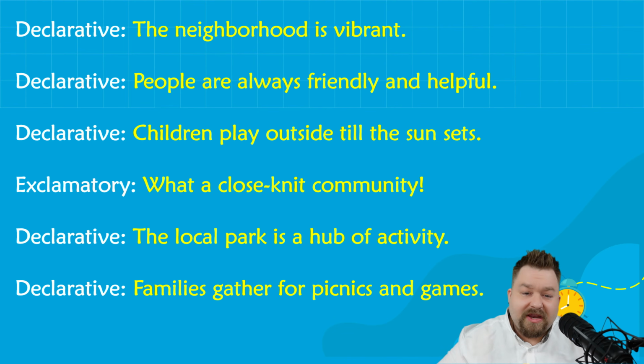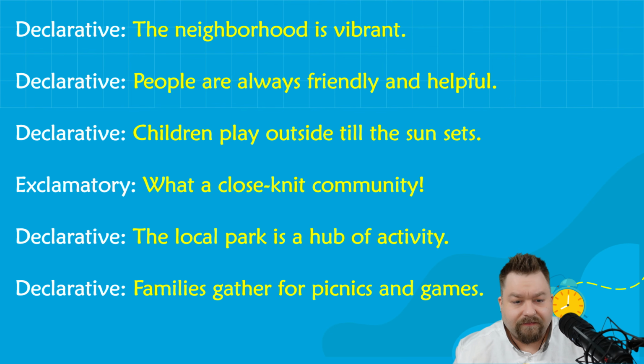Pause. You paused it. You did this. You wrote it in your notebook. Let's check it, okay? Now, it's hard to write in the words between the sentences of a paragraph, so I'm just going to make each sentence a separate line. So let's take a look at the first one. The neighborhood is vibrant, period. It's a declarative sentence. People are always friendly and helpful. It's true. It's a declarative sentence. We're describing something. We're telling about the place.